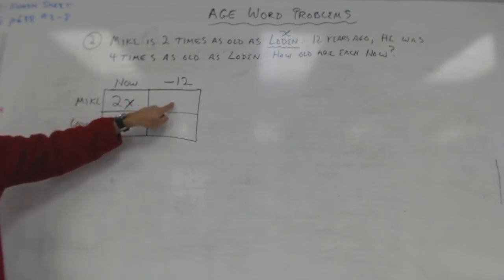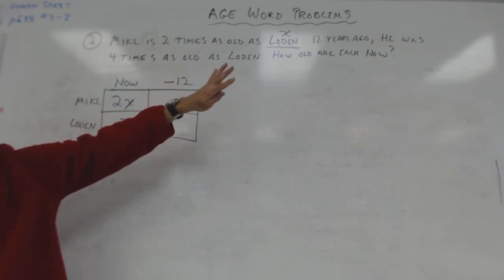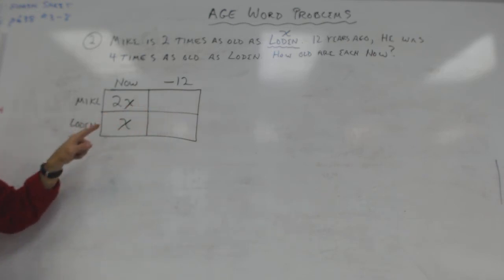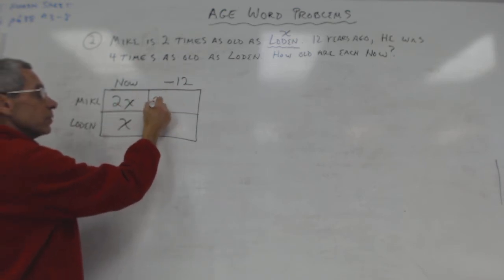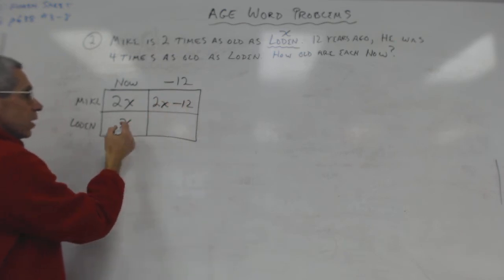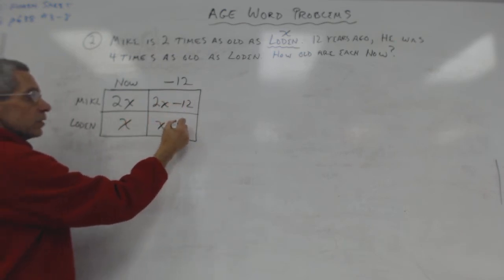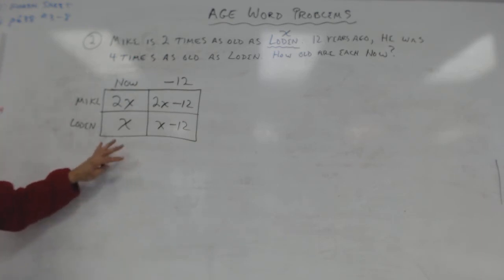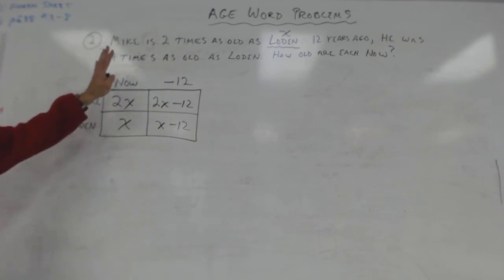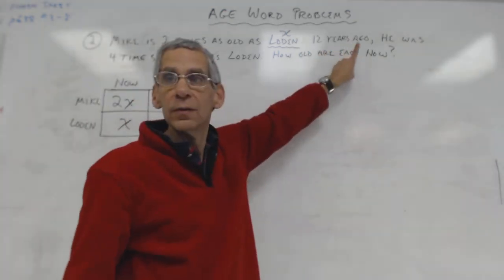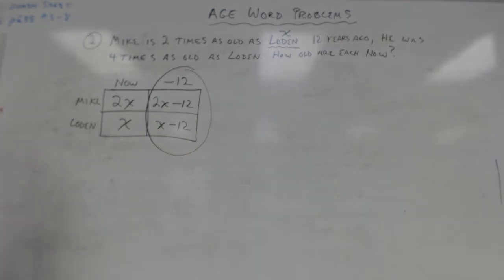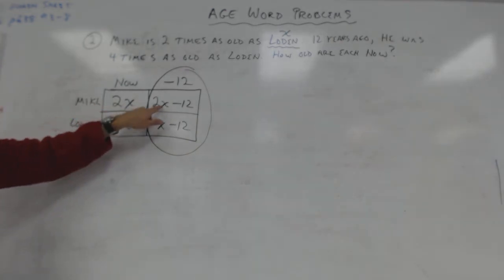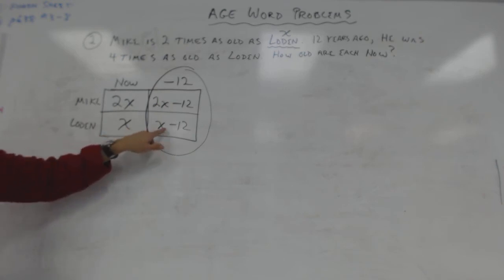Now, what would I put here? I gotta finish this box. Would it be 2x minus 12? Yes, exactly. 2x minus 12. All right, what would be here? x minus 12. Okay, now we have finished the box. Now we have earned the right to read past 12 years ago. So I'm going to use only this information in my equation. When it says Mike, I'm going to write 2x minus 12. When it says London, I'm going to write x minus 12.